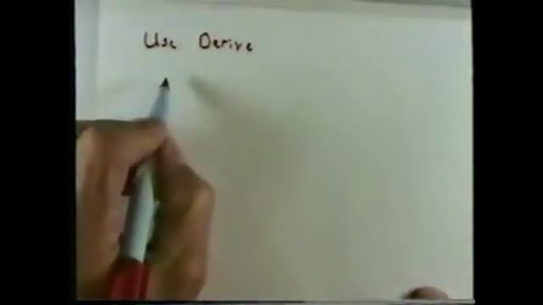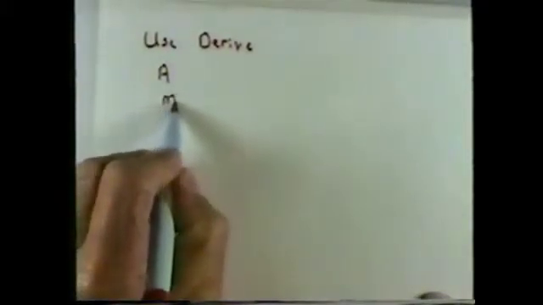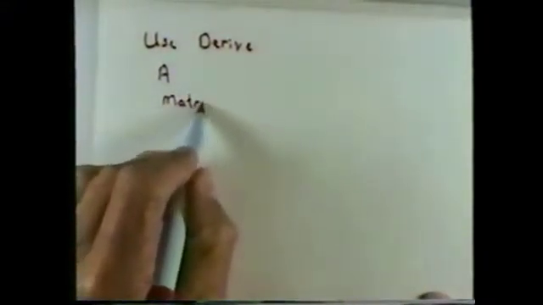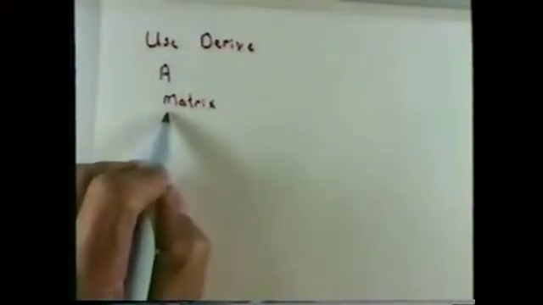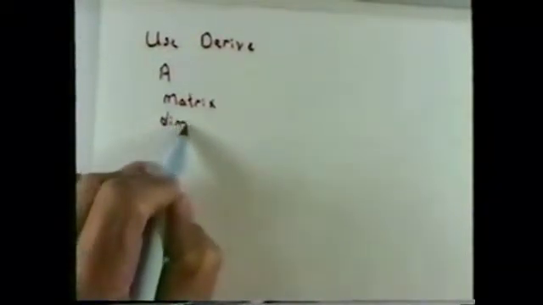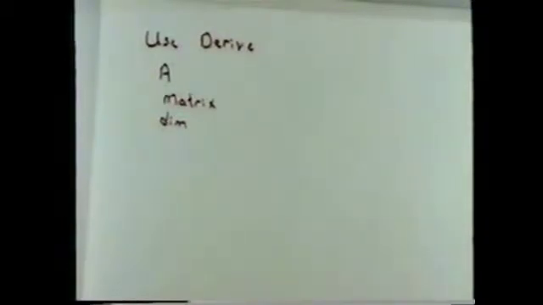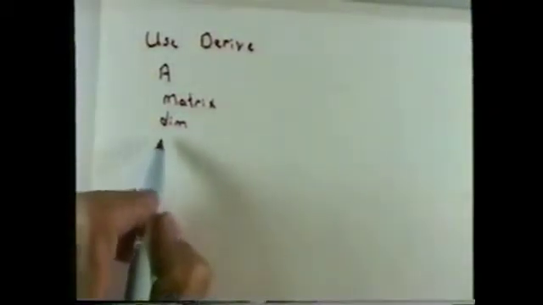We will use Derive to do the multiplication. To use Derive, you go to author, and then you author a matrix. It's going to ask you the dimensions, so you have to click to enter the dimensions of the matrix, and then you will enter it.